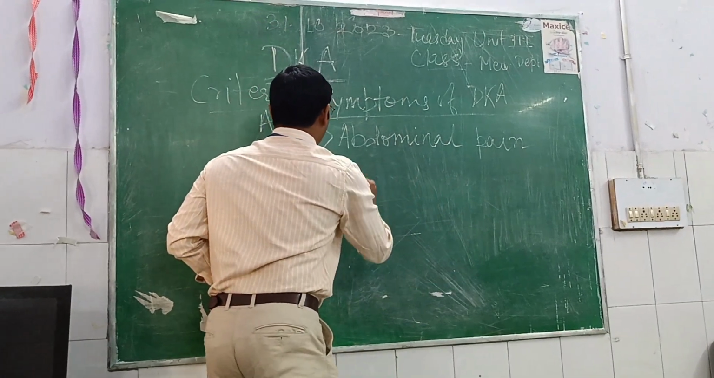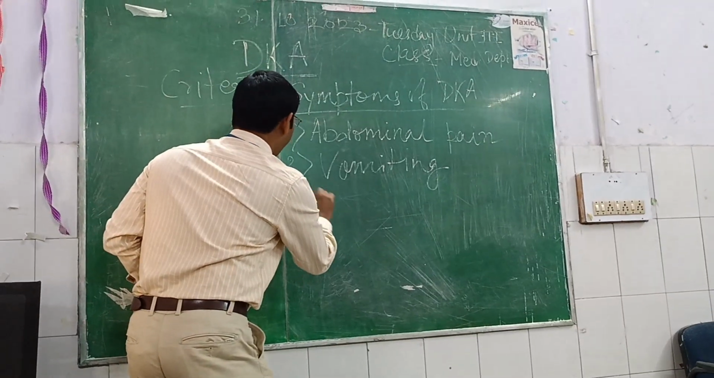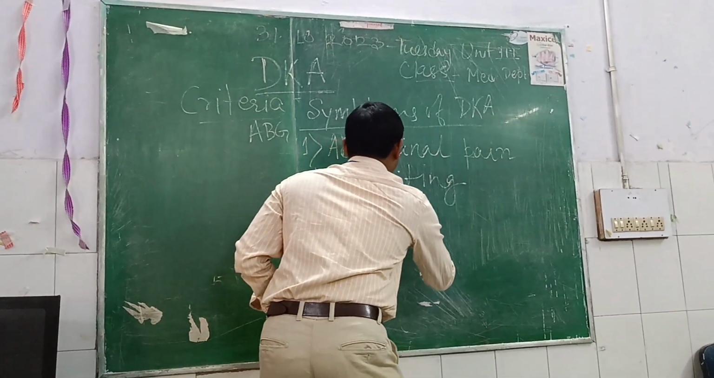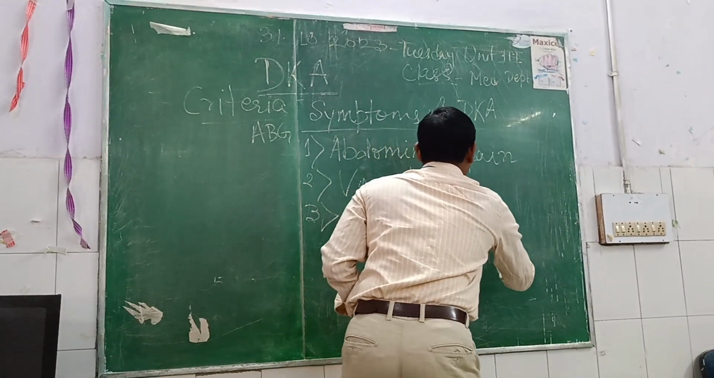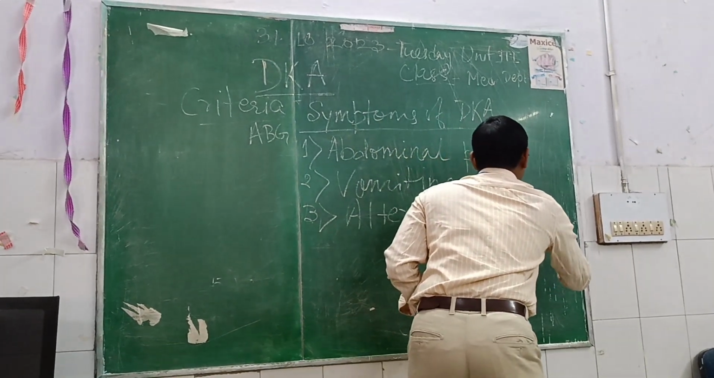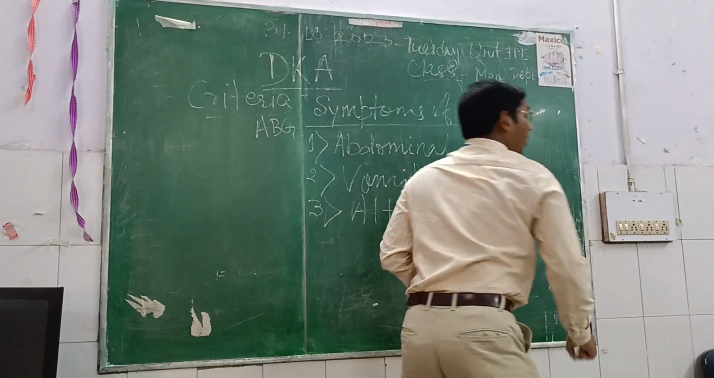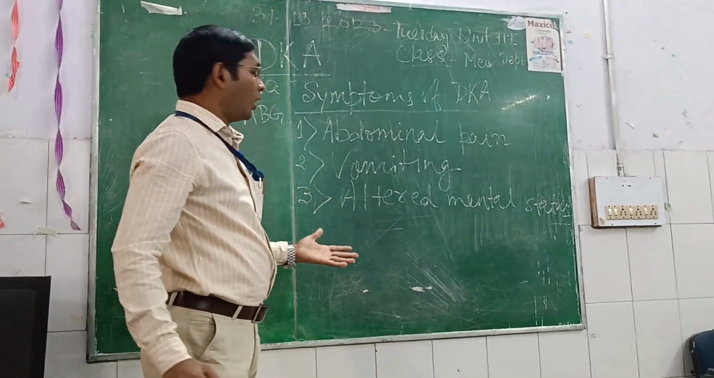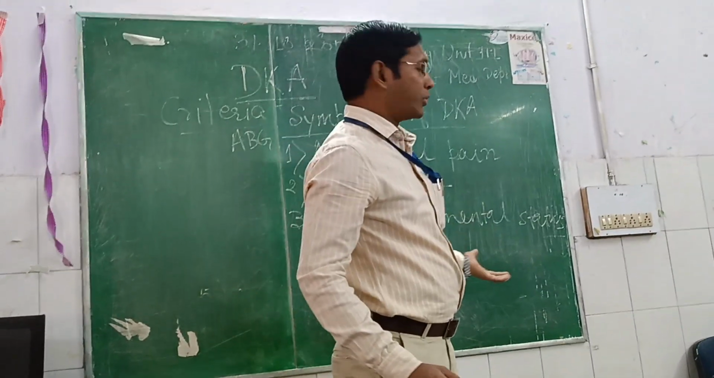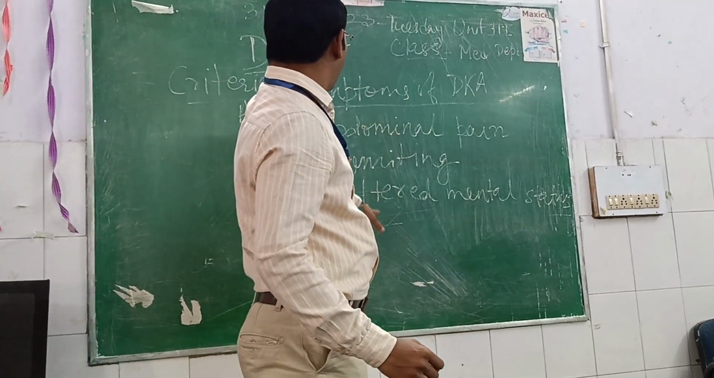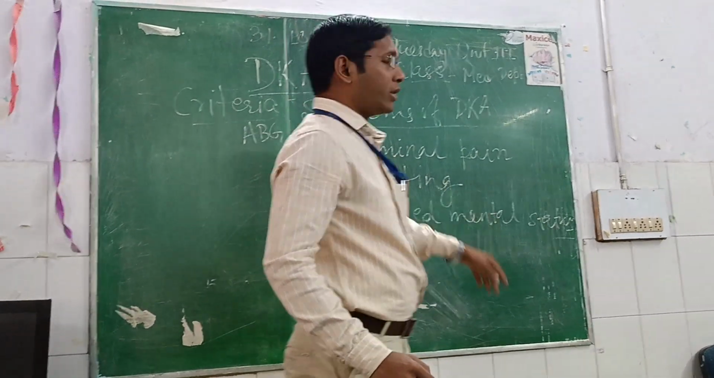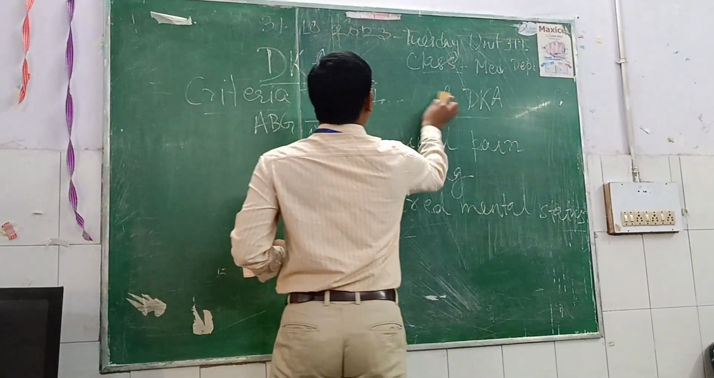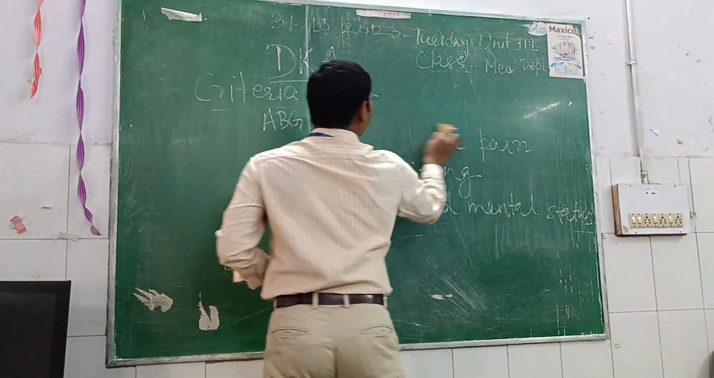Number two, he may have altered mental status, like confusion, irrelevant talk, even the patient becomes unconscious. So these are important things: abdominal pain, vomiting, altered mental status. And you should know some precipitating factors of DKA. That is also very important.